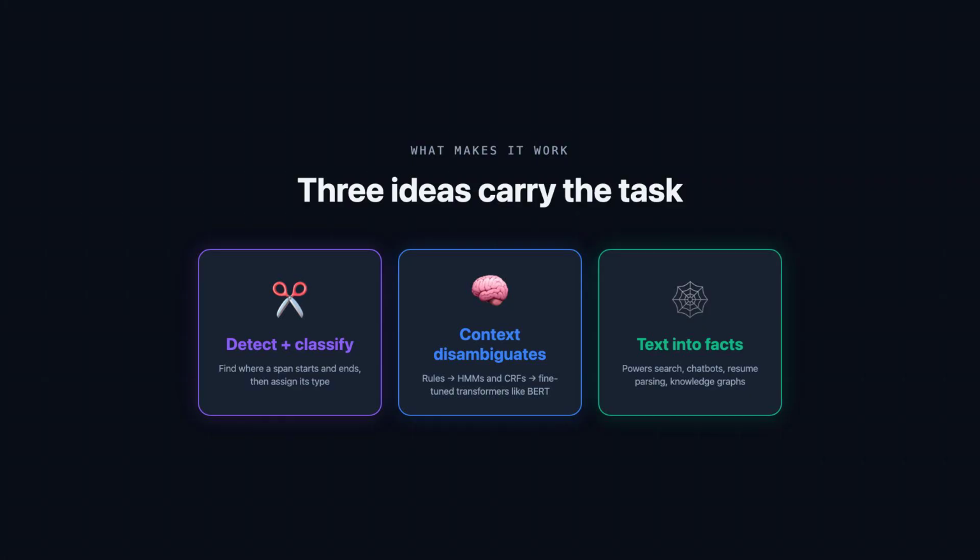Third, this turns unstructured text into structured facts. That's why NER sits underneath search, question answering, chatbots, and resume parsing, and it's the engine that builds knowledge graphs, extracting entities and the relationships between them so a machine can finally reason over what a document actually says.